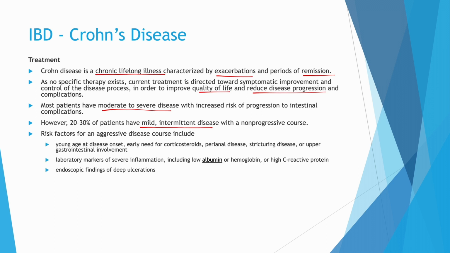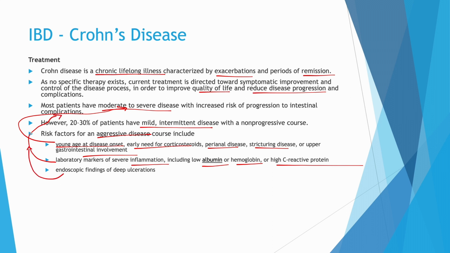So there are some risk factors for developing a more aggressive disease course: young age at disease onset, early need for corticosteroids, evidence of perianal disease, stricturing, or upper GI involvement. Those put these patients more in the moderate to severe risk category. Laboratory markers of severe inflammation, low albumin, low hemoglobin, or high CRP, will again put you more into moderate to severe. And endoscopic findings of deep ulcerations will also put you more in moderate to severe disease.